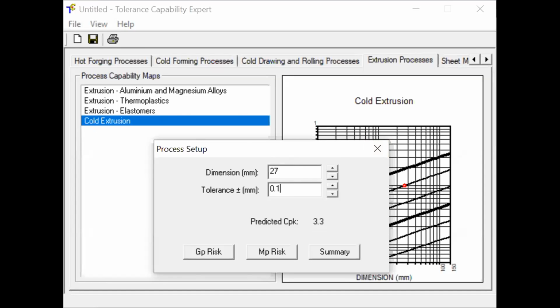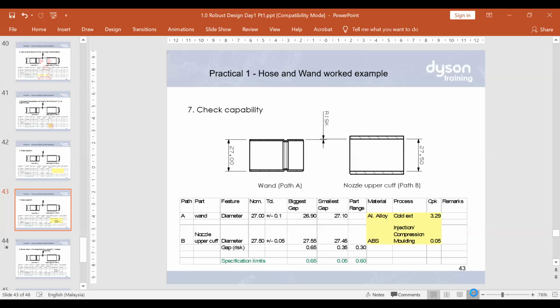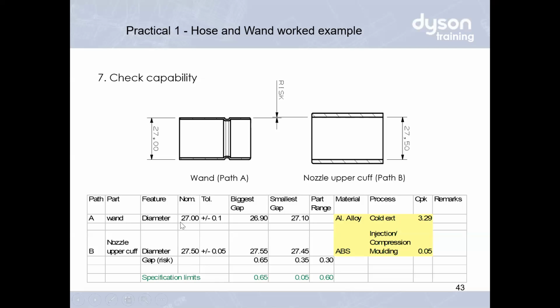Now, back to this slide. So I'm saying that the diameter is 27 plus minus 0.1. I key in, I select aluminium core extrusion. It gives a CPK reading of 3.3. Now, how about the second process, component B, diameter 27.5, 0.05, and it's an injection process, ABS.